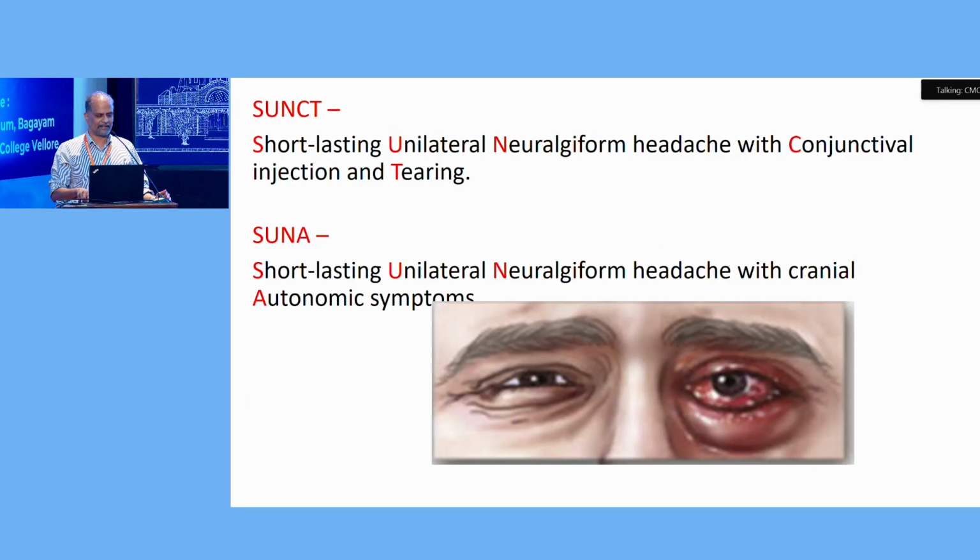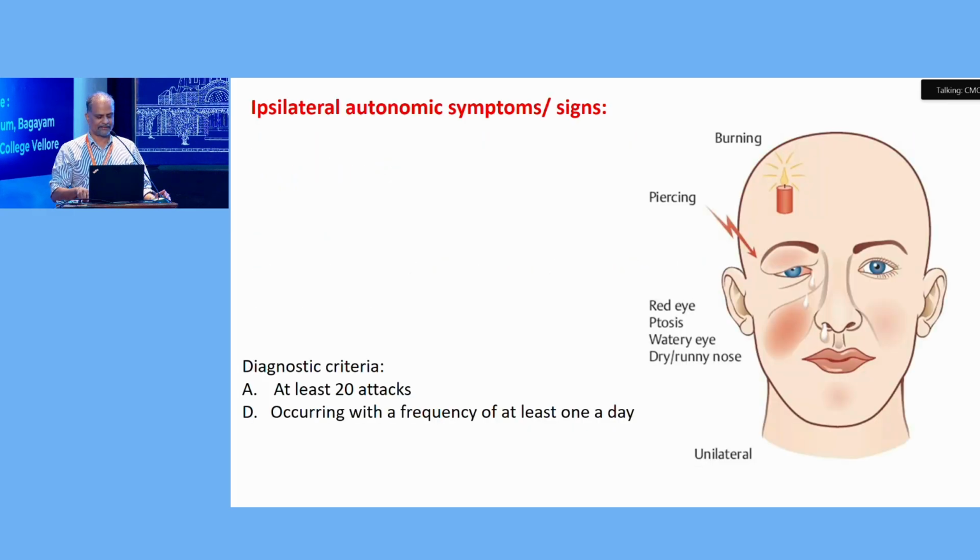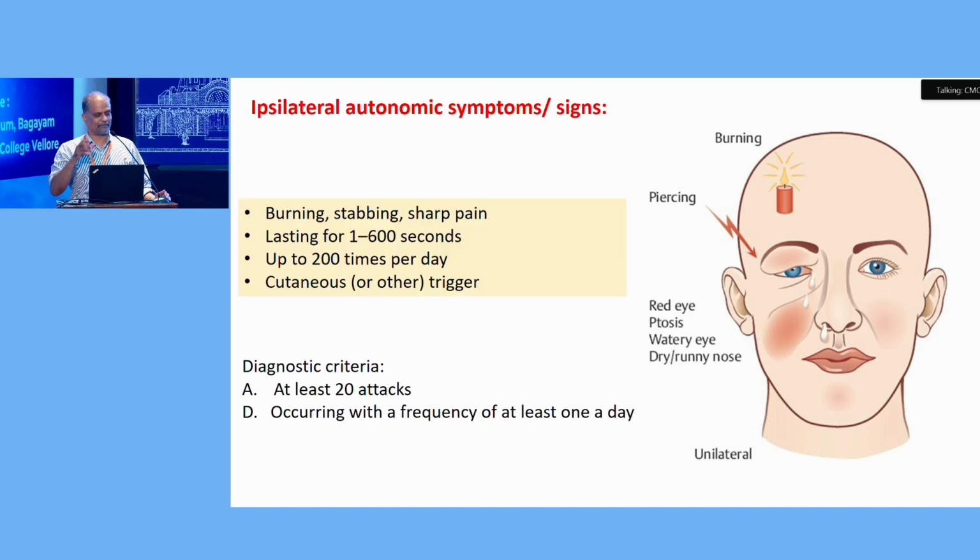Next you have this very short lasting unilateral neuralgiform headache where you can have conjunctival congestion and tearing. There are 2 types of headache like this, and these are also clustered around the eye, and they can have multiple episodes of very sharp headache, up to 500 to 600 times in a day, each lasting a very short duration. Okay, so this is called SUNA and SUNCT.